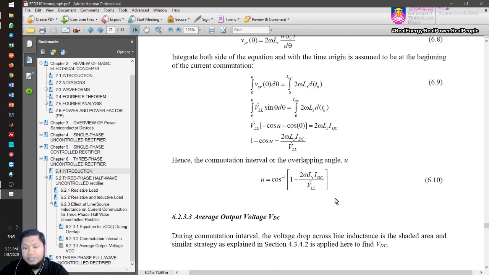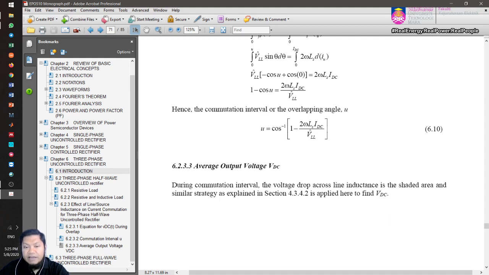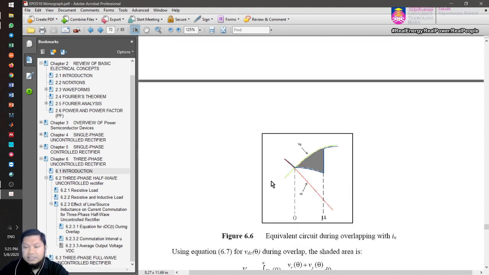Okay, so that will give U. Next is to look into the average output voltage Vdc. Similar strategy: we know that this is the average voltage drop. So if you can find the average voltage drop, just subtract it from the equation for the 3-pulse average output voltage without the source inductance. We subtract this average of the voltage drop.